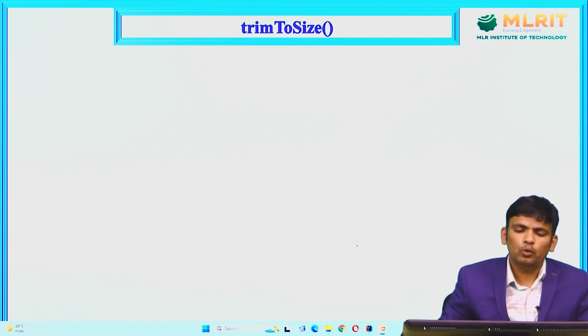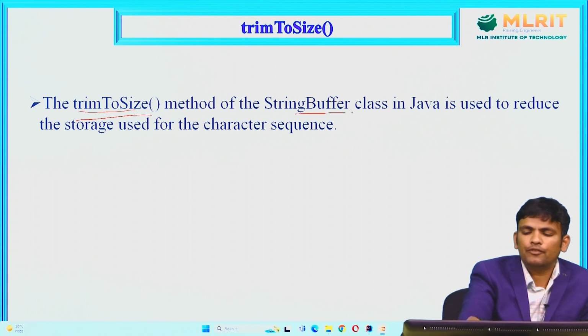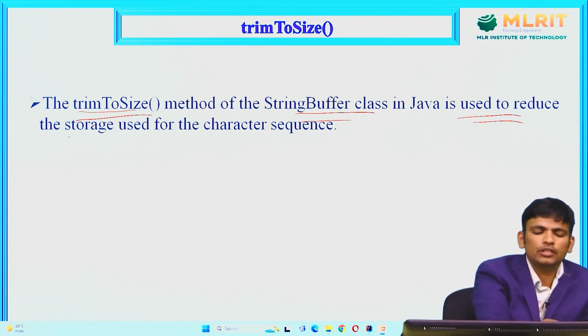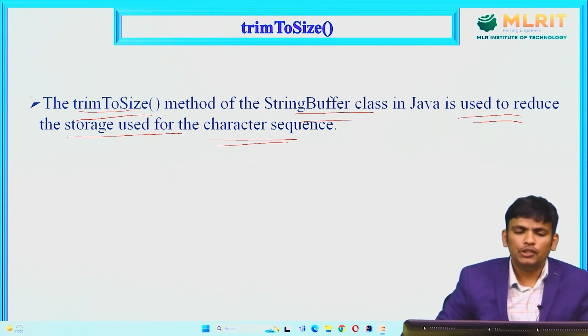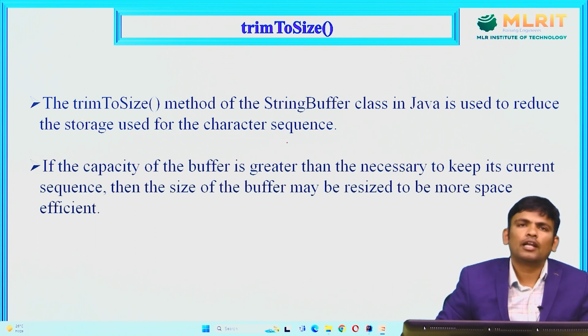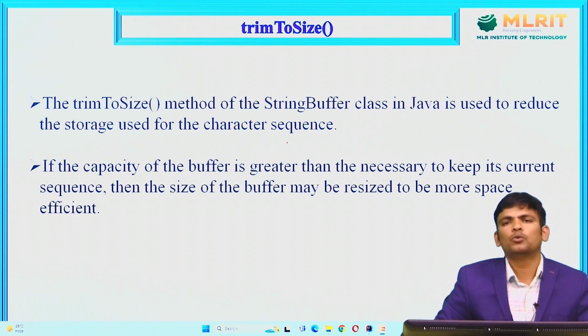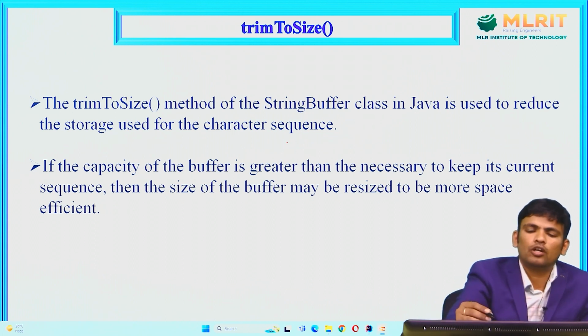So coming to trimToSize, the trimToSize method of the StringBuffer class in Java is used to reduce the storage used for the character sequence. Means you can trim the size of your StringBuffer. Suppose assume initially you allocated 1000 characters in a StringBuffer, but you used only 100 characters, the remaining 900 characters are waste. If you want to remove that waste capacity, you can use the trimToSize method.